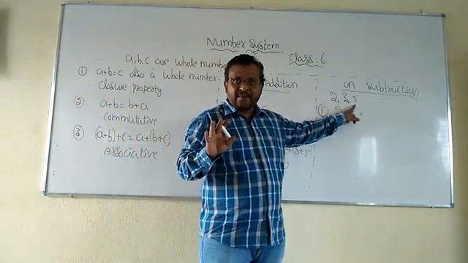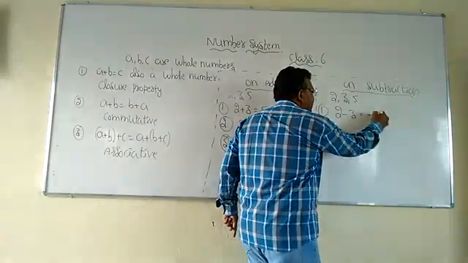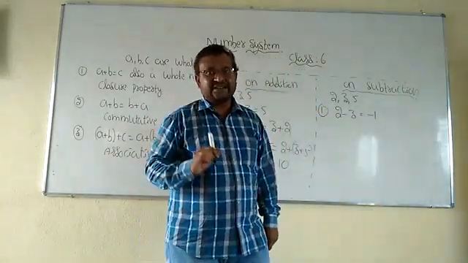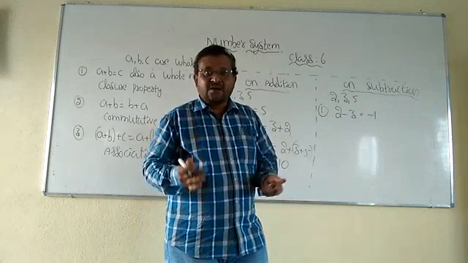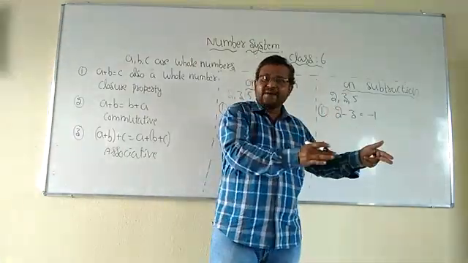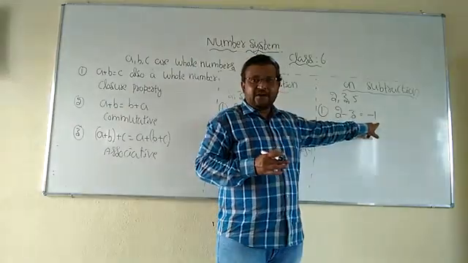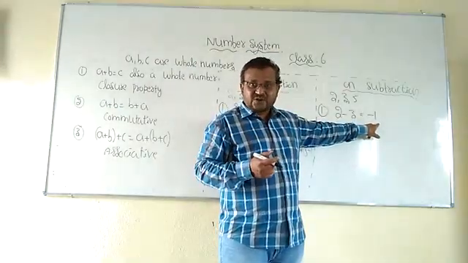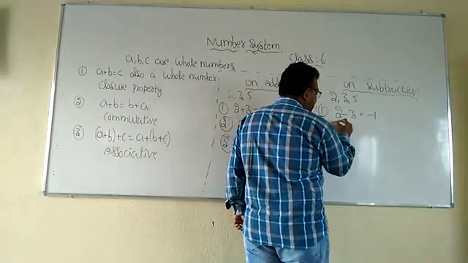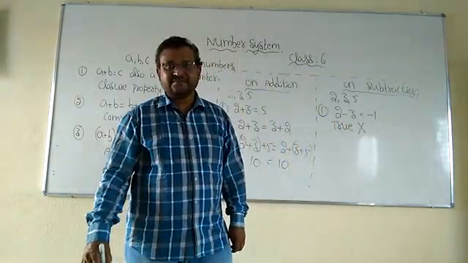Now 2 and 3 are whole numbers. If we subtract 2 and 3, then we are not getting a whole number. 2 minus 3 is minus 1. It is an integer, not a whole number. When we operate on two whole numbers, we have to get a whole number only. Then only it is closure. But we are not getting a whole number, so it is not true under subtraction. So the closure property is not true under subtraction.